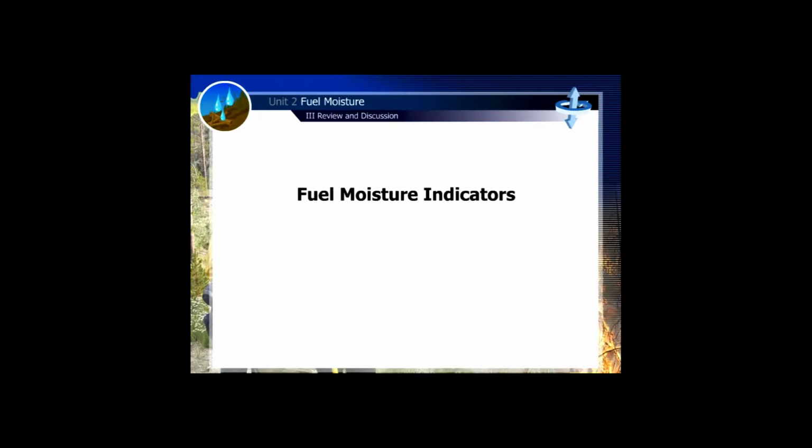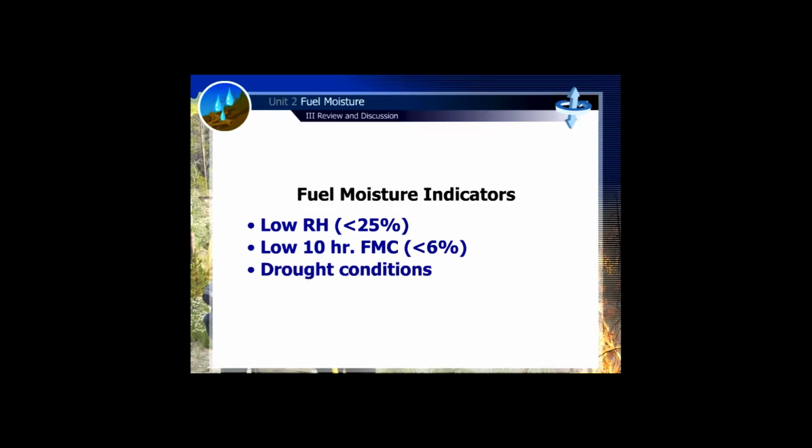We have just covered the 4 indicators for fuel moisture: low relative humidity, less than 25%, low 10-hour fuel moisture content, less than 6%, drought conditions, and seasonal drying.